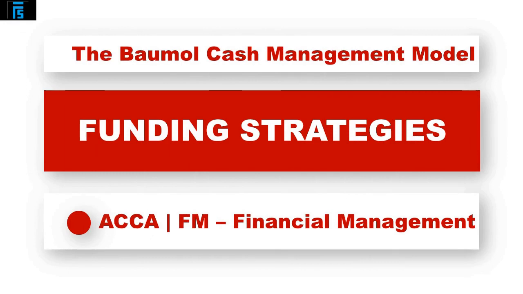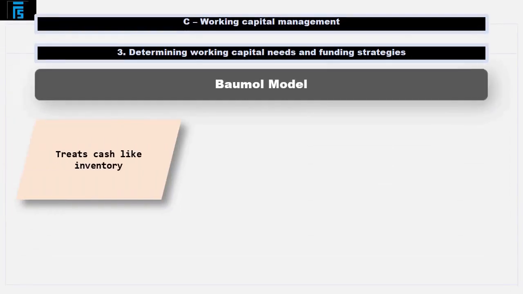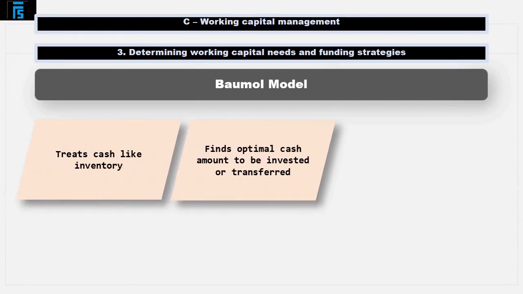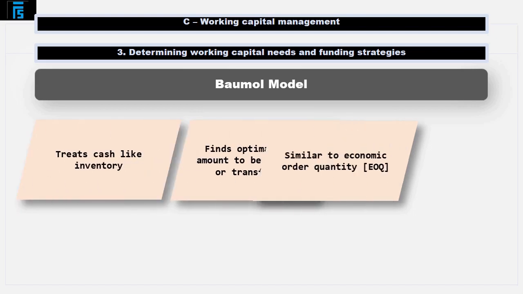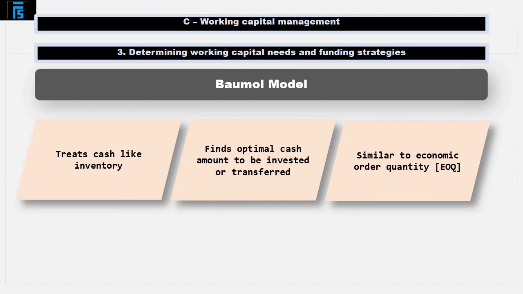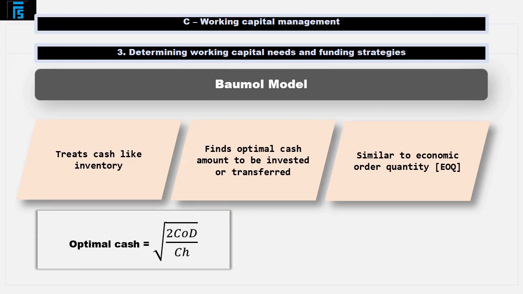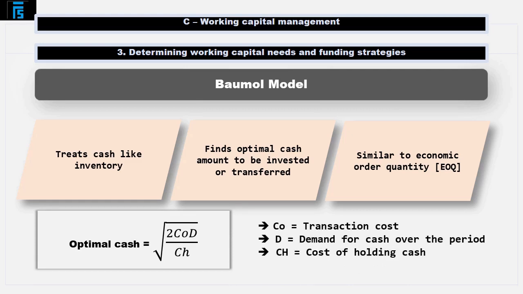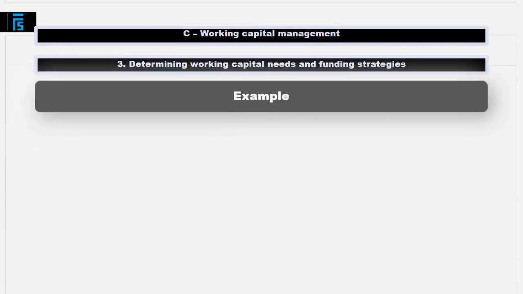The Baumol cash management model. This model treats cash like inventory and finds the company's optimal cash amount that should be invested or transferred at any one time. This is similar to the economic order quantity used for inventory management. It is calculated as follows. Optimal cash equals the square root of 2 multiplied by CO multiplied by D divided by CH. CO equals transaction costs. D is demand for cash over the period. CH is the cost of holding cash.